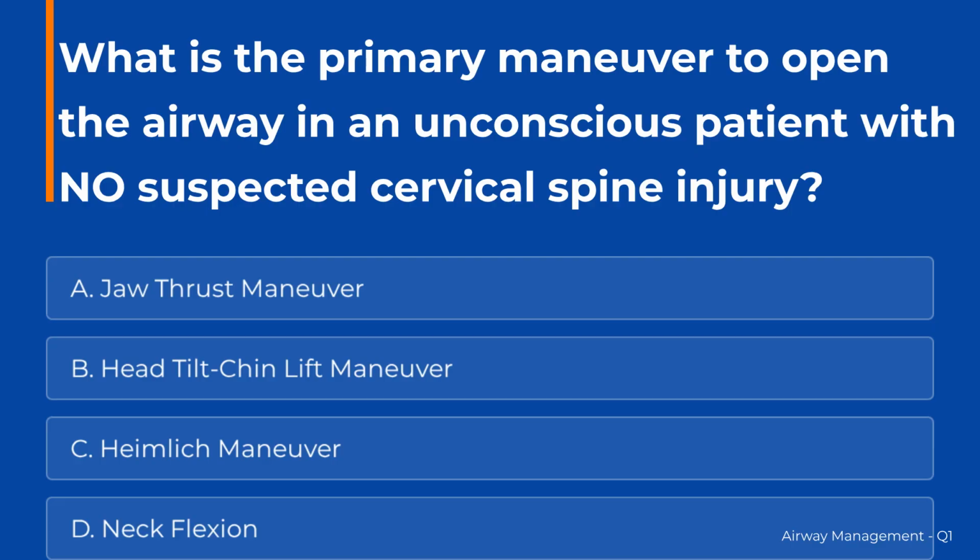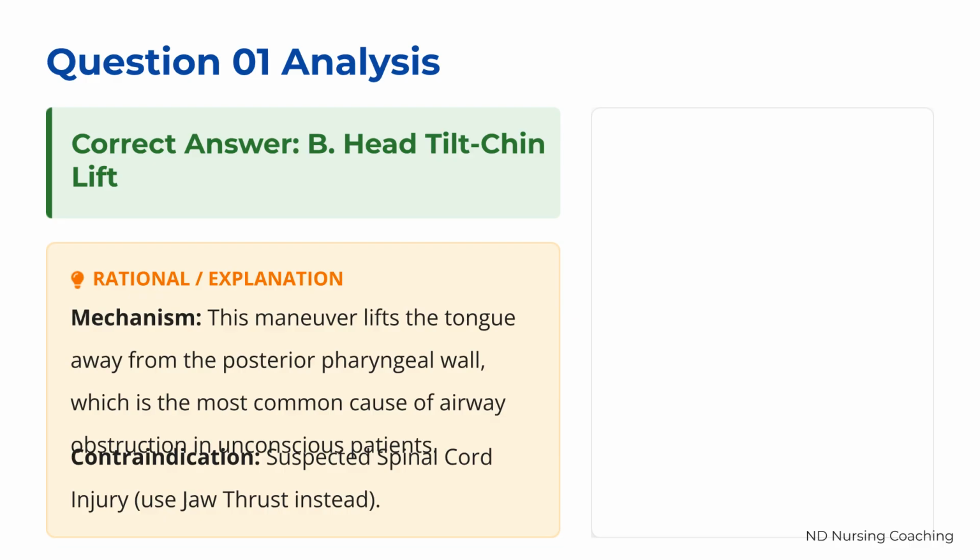What is the primary maneuver to open the airway in an unconscious patient with no suspected cervical spine injury? The correct answer is B, head tilt chin lift. This maneuver lifts the tongue away from the posterior pharyngeal wall, resolving the most common cause of obstruction. Remember, this is contraindicated if a spinal cord injury is suspected.